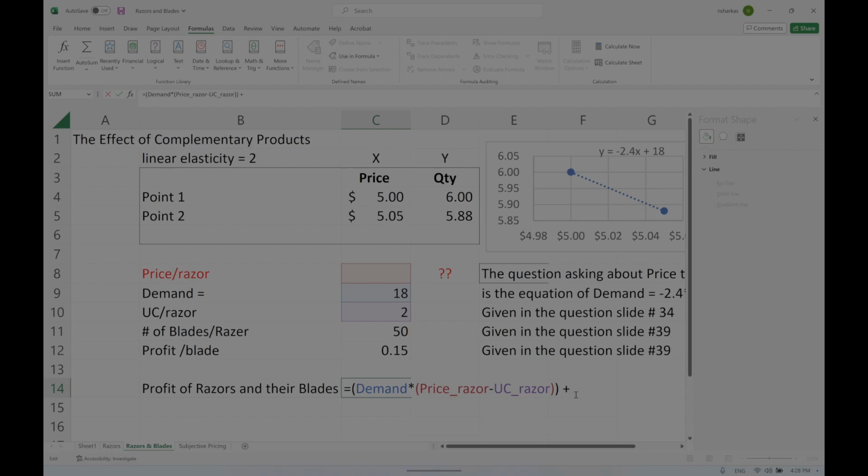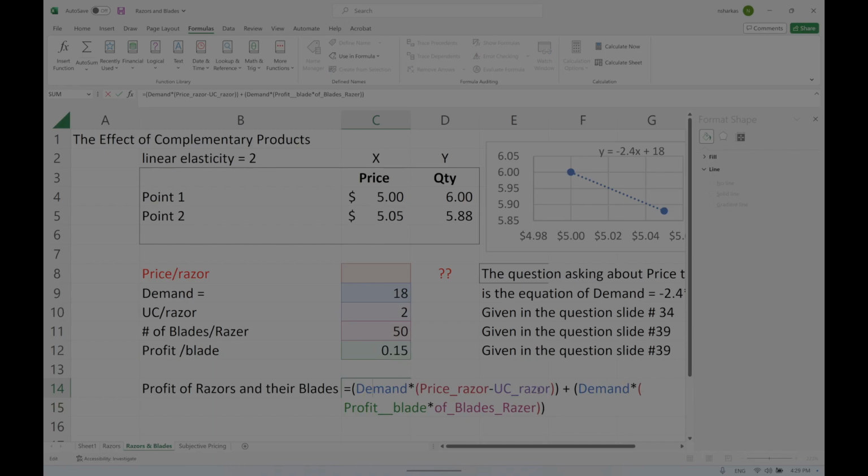So we're going to add now another term for the blades, and that would be the demand here times the price minus the price. Oh, no, wait. You see, it's not always like that, price minus unit cost. We are actually having the profit already. So this is the profit per one blade, and we know that there's an average of 50 blades here, so this is it.